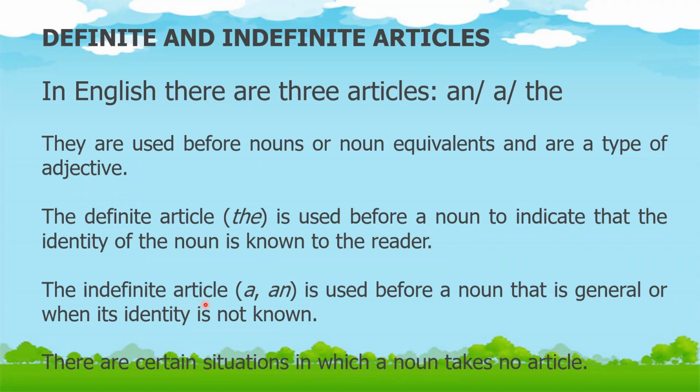The indefinite article a or an is used before a noun. It is about the general. When the identity is not known, it is a general statement. When I say a book, you don't know what kind of book I'm speaking about, but in your mind it is only a book. There are certain situations in which a noun takes no article. The meaning here is that sometimes there is no a, an, or the, so there is no article before the noun.